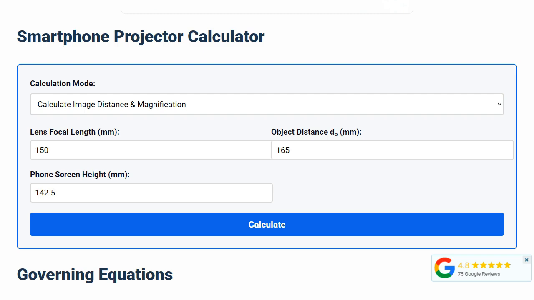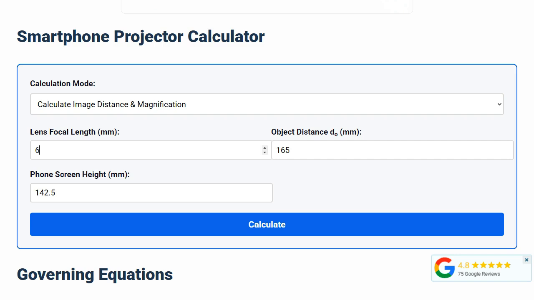For example, enter 6 inches for a typical smartphone. Next, input your desired projection distance, which is how far the wall or screen will be from your lens. Let's use 200 centimeters. Then enter your lens focal length. A common magnifying glass might be around 10 centimeters.